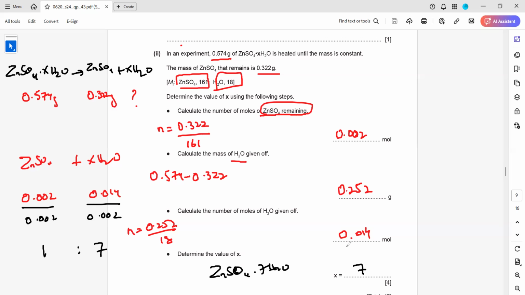Whenever you solve such a question in which you need the moles for water of crystallization, first find the moles of anhydrous, then find the moles of water, and then take the simplest ratio. Why did you write 7, not 1? Because x is the number with water, not with zinc. If zinc is 1, water molecules are 7.